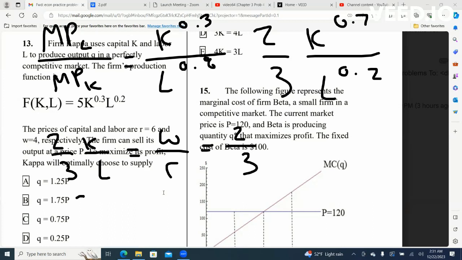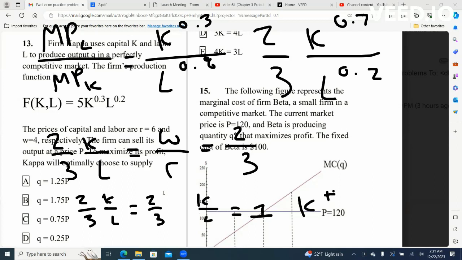Okay, so we have that there. We have 2/3 K over L equals 2/3. That means K over L equals 1. That means K star equals L star. Yeah, so that's what I get right there. Exactly the same as before. It doesn't matter if we plug in K or if we plug in L.